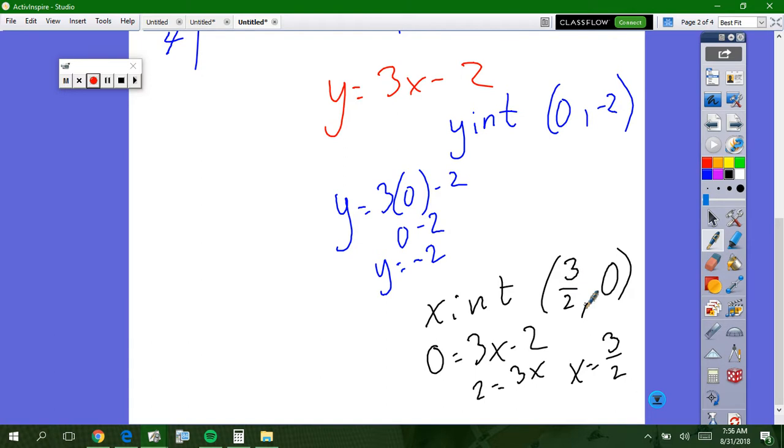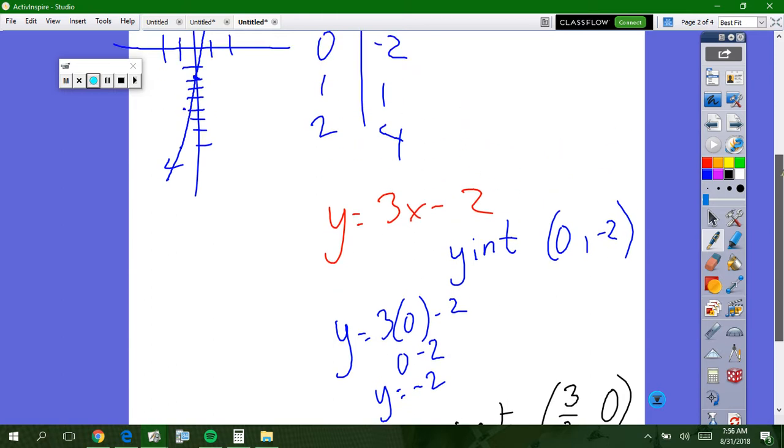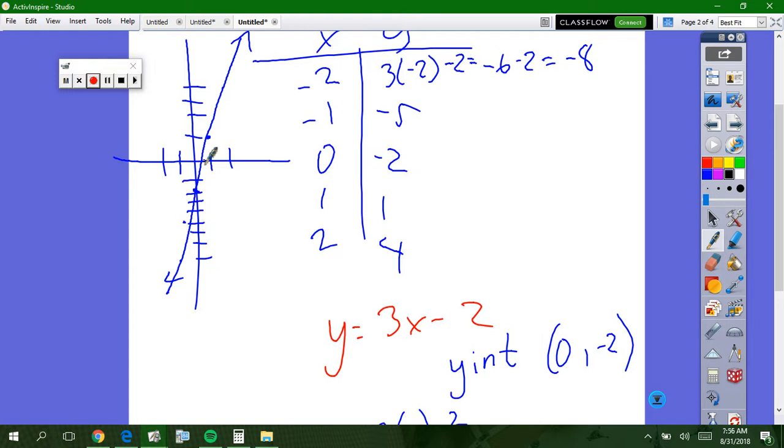Let's kind of look up at our graph and see if that makes sense. Not perfect. Did I have 2/3? Is that where it was? Does that roughly look like 2/3? But it should have been 2/3, huh?